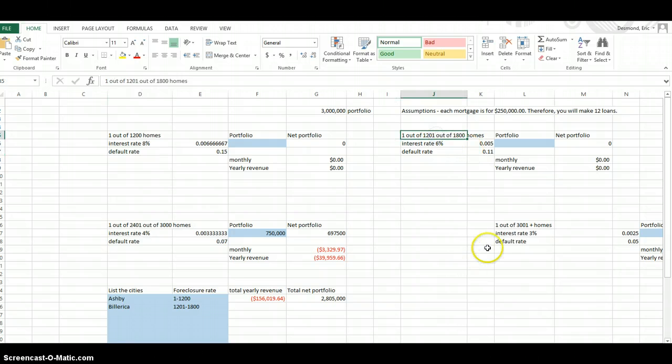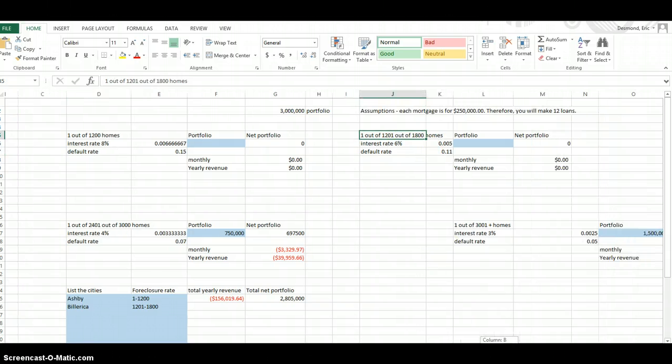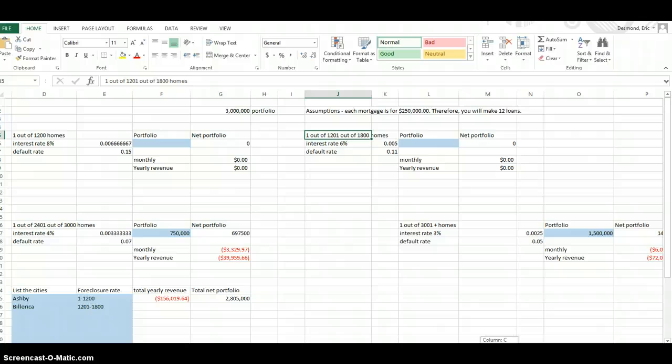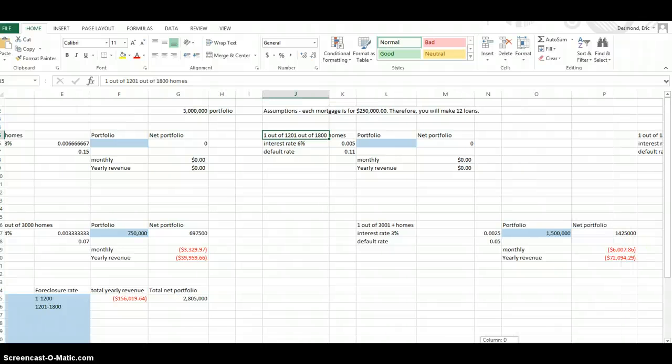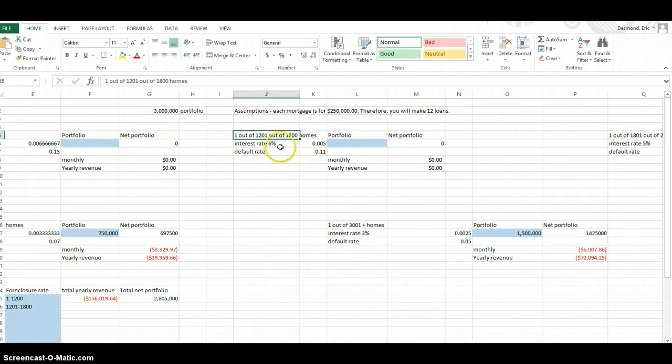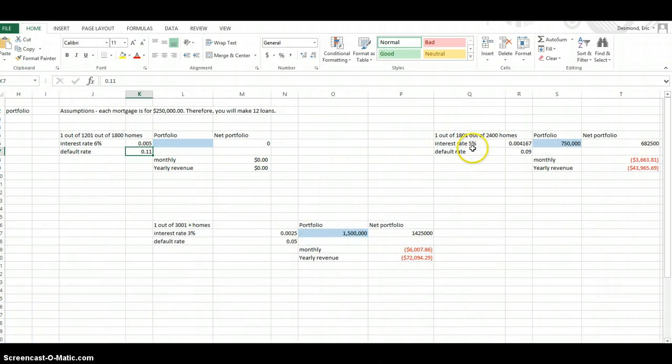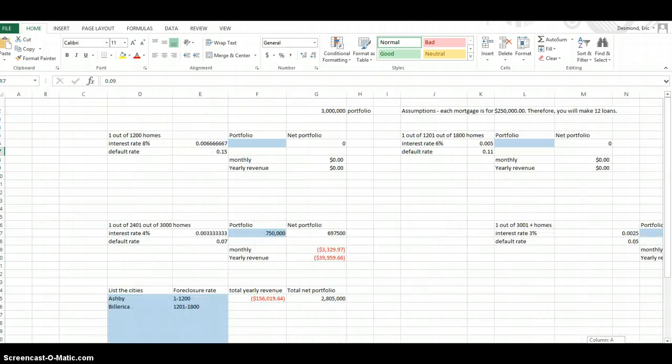The next one is 1 out of 1,201 to 1,800 homes. So the risk is coming down a little bit, therefore the interest rates come down a little bit, and as you can see, the default rate is 11%. Third is 1,801 to 2,400 homes. And again, the interest rate is 5% here, and default rate is 9%. So again, you can see a direct correlation. Interest rates going down, as is the default rate.